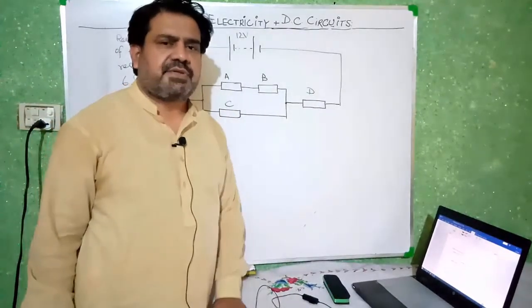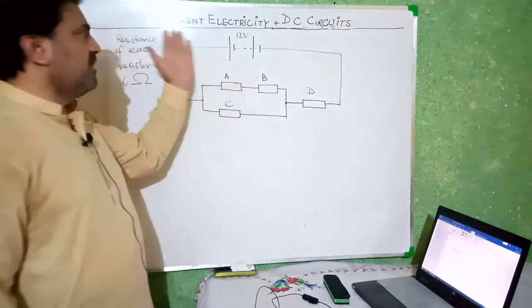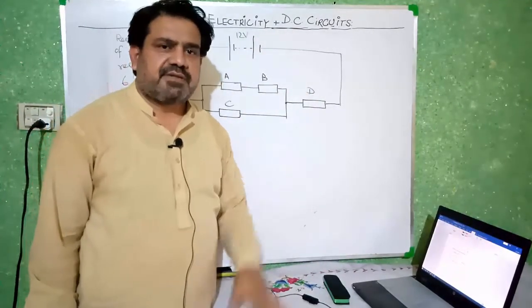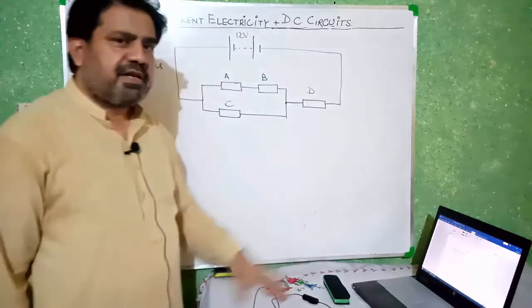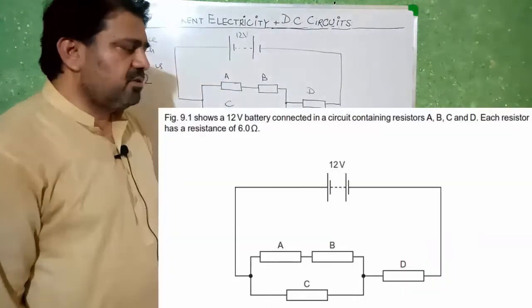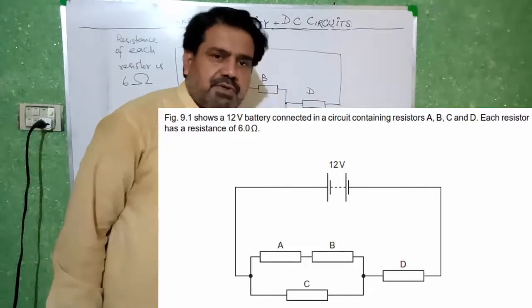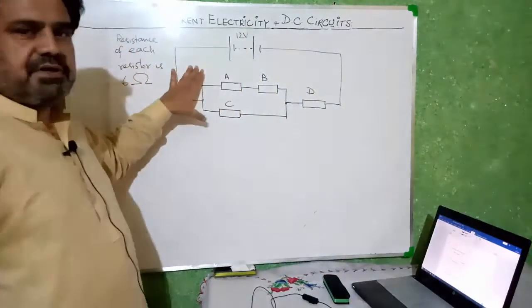In a previous video, we were solving a few questions related to the topics of current electricity and DC circuits. We are continuing that practice. I selected the third numerical problem, and that problem is there on the screen. You can have a look at this question, and I have also drawn it on the board.